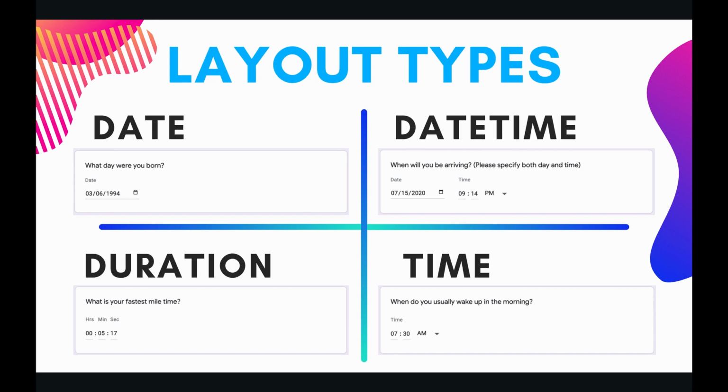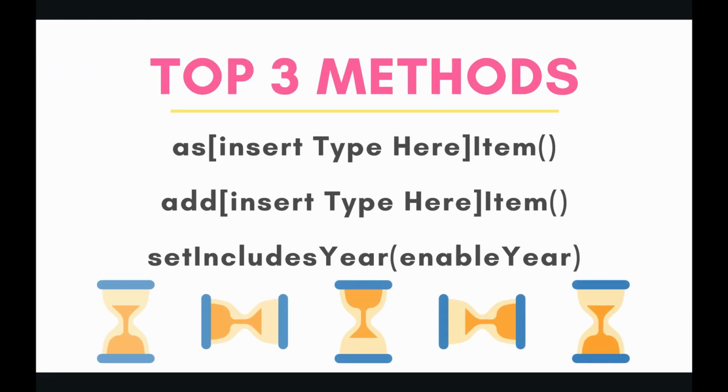We're going to see an example of all of these in the code, but first let's go check out the methods for today. I picked out three of my top methods, and they are asInsertTypeHereItem. Again, we've seen this method used multiple times in the previous episodes.